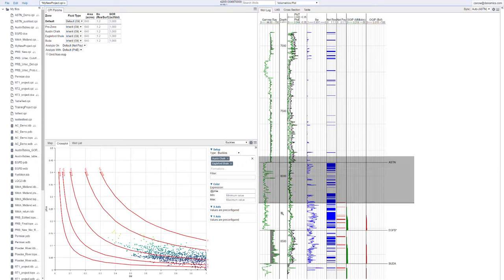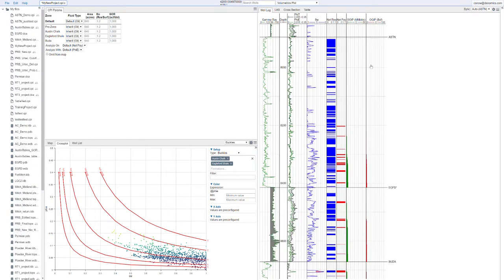So let's look at this well for an example. We have two formations of interest here, the Alston Chalk and the Eagleford. The Alston Chalk in this area is a gassy zone, while the Eagleford Shale is an oil zone. And so, we have some options here.